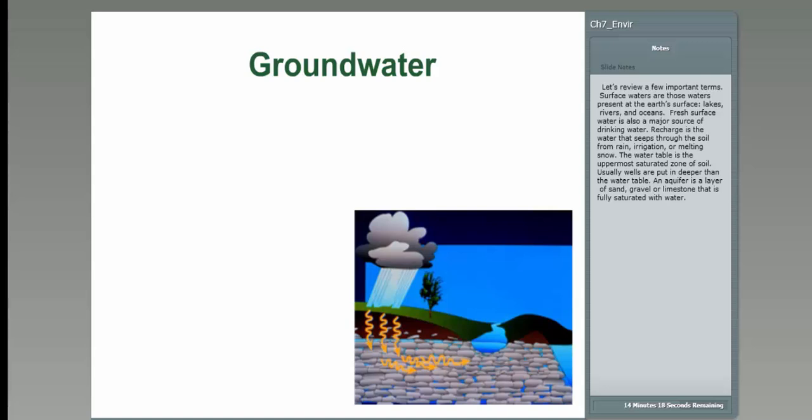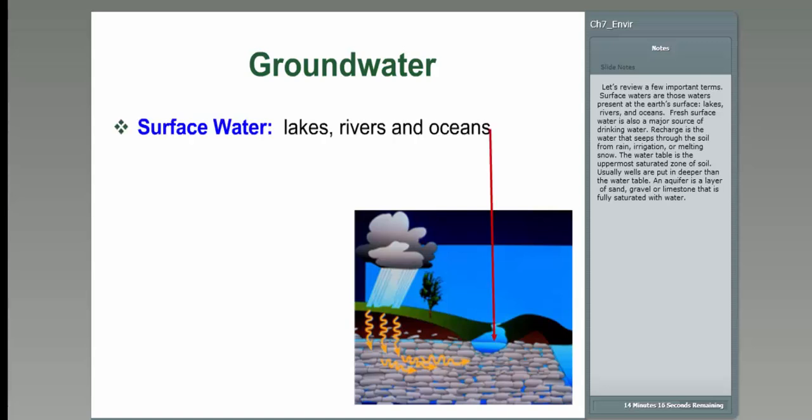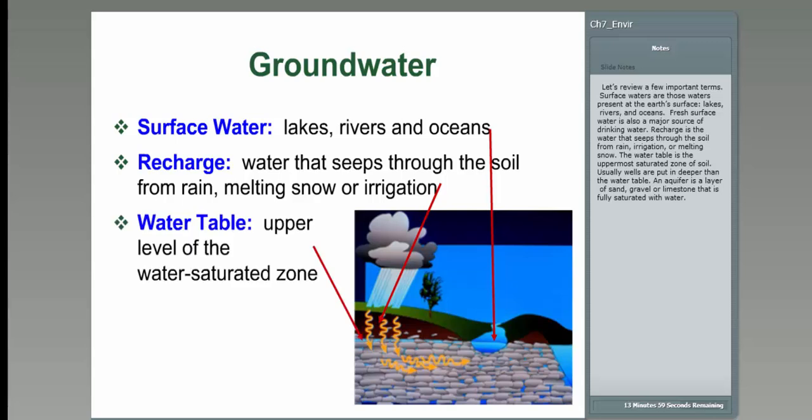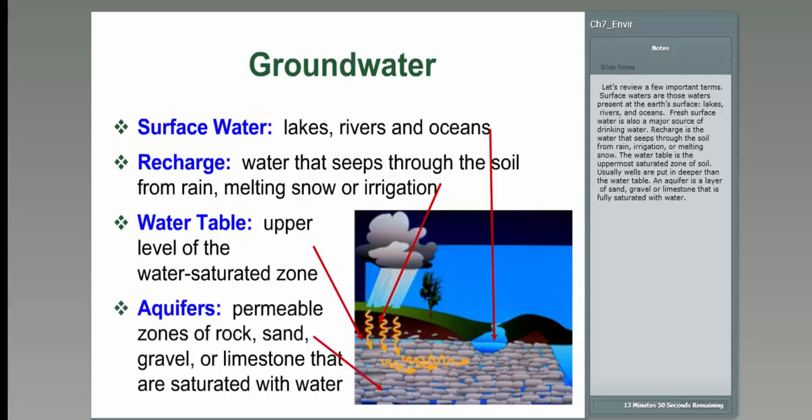Let's review a few important terms. Surface waters are those waters present at the Earth's surface, lakes, rivers, and oceans. Fresh surface water is also a major source of drinking water. Recharge is the water that seeps through the soil from rain, irrigation, or melting snow. The water table is the uppermost saturated zone of soil. Usually wells are put in deeper than the water table. An aquifer is a layer of sand, gravel, or limestone that is fully saturated with water.